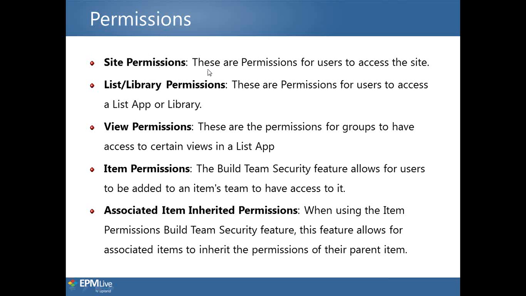So here we have site permissions. These are permissions for users to access the site. We have list and library permissions. These are permissions for users to access a list app or a library. We've got view permissions. These are permissions for groups to have access to certain views in a list app. Item permissions. The build team security feature allows for users to be added to an item's team and to have access to it. And we have associated items inherited permissions. When using the item permissions build team security feature, this feature allows for associated items to inherit the permissions of the parent item.